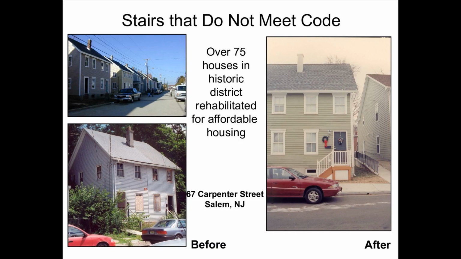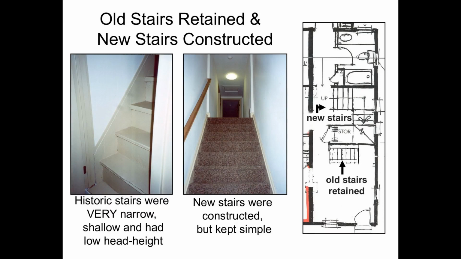So what about stairs that do not meet code? This is an example of over 75 houses in a historic district that were rehabilitated for affordable housing. The old stairs were very narrow and shallow and had a low head height and did not meet code and could not meet code based on where they were located. So new stairs were constructed but kept simple.